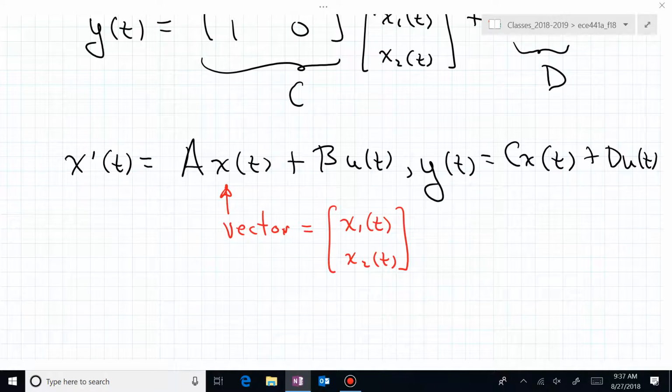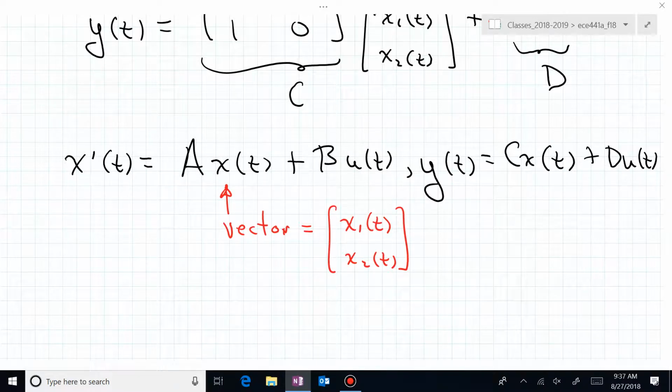And now I want to find x1 prime, x2 prime stacked on top of each other. That's equal to a matrix A times the vector x. Okay? Question?